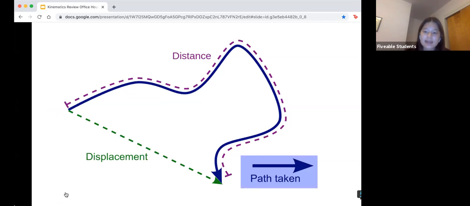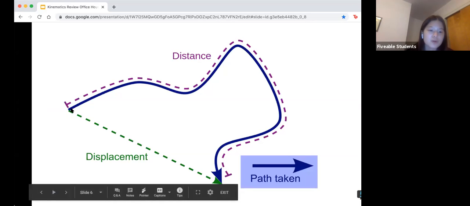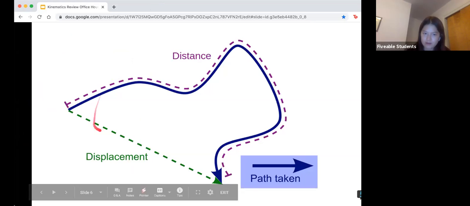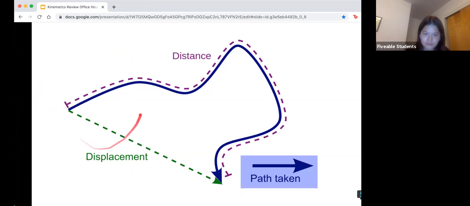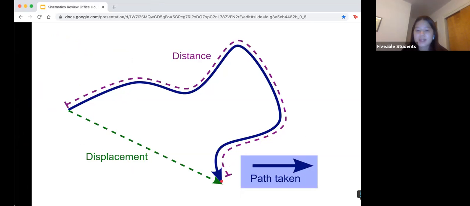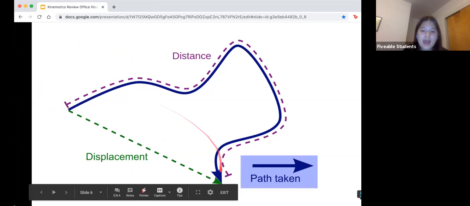Displacement doesn't care about the path it took, right? Displacement doesn't care if you start from this point, and let me just get my pointer for a second. Displacement doesn't care if the object moves this way, then moves back, then moves this way, and this way, this way. Maybe it goes around in a circle a couple times. Maybe it goes back for a second. Maybe it zooms forward and then stops here. Displacement doesn't care about any of that. Displacement only cares about your initial position and your final position.